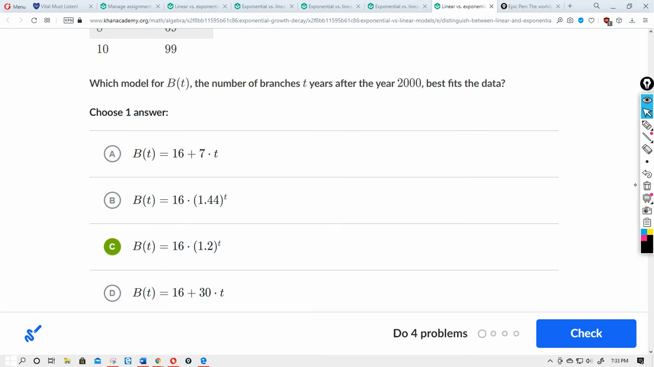You could see it can't be answer A and it can't be answer D because those are linear functions. Okay, A and D are actually of the form y equals mx plus b. Okay, this part here is your mx and this part here is your b, but there's no exponent in A and there's no exponent in D. So it's answer C.